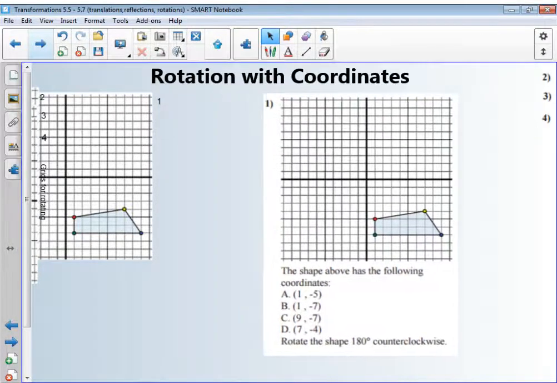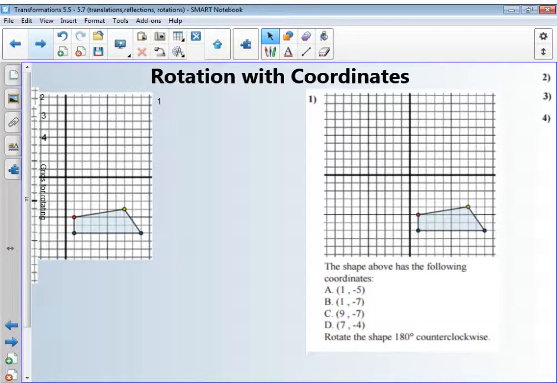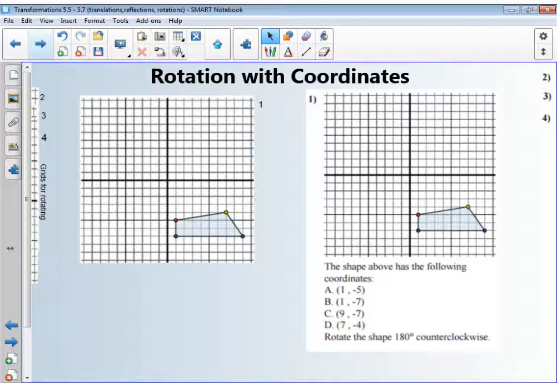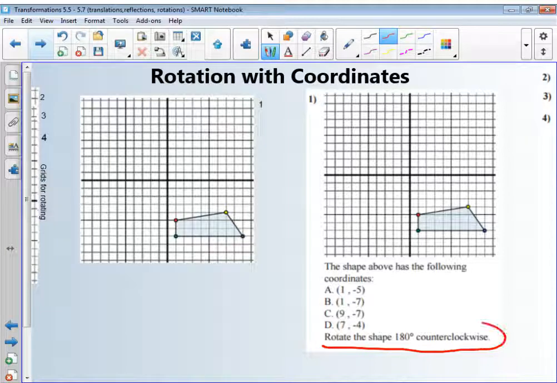So what I've done is I've taken a copy of this grid and I've noticed that I have the exact same thing without the bottom portion. What we're going to do is a rotation following what they would like us to do. Okay, so here we're going to rotate 180 degrees counterclockwise. So we're going to review really quick what clockwise versus counterclockwise is.